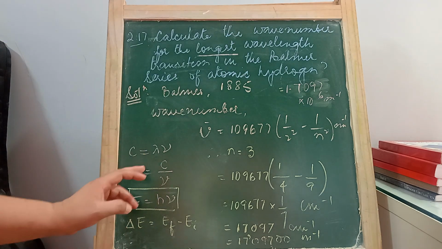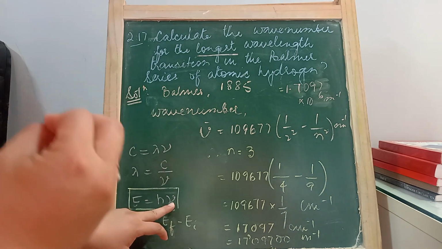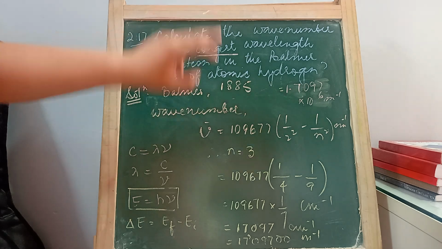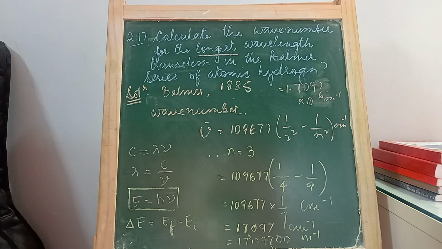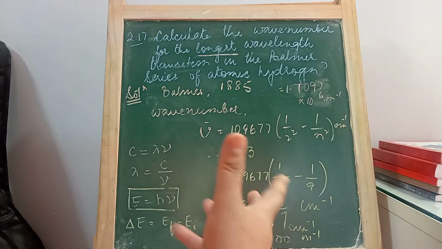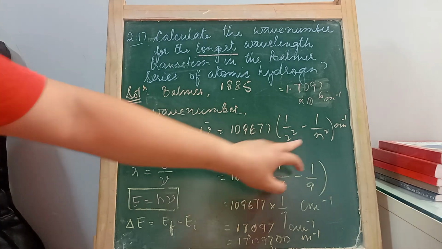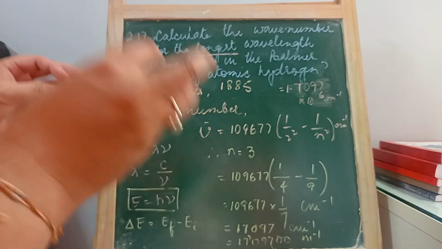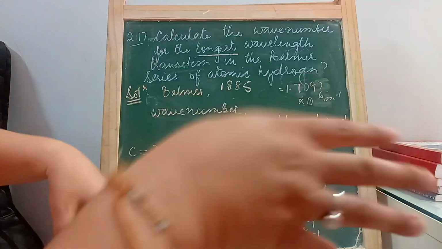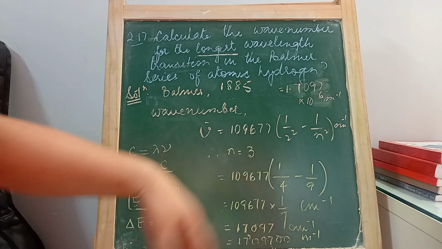Least energy means least frequency. Least frequency means longest wavelength. So the longest wavelength corresponds to the shortest jump, or the nearest principal quantum number. The nearest principal quantum number to 2 is 3. So we put the value of 3 here. This is the beauty of the question. Here you have to know what longest wavelength corresponds to.